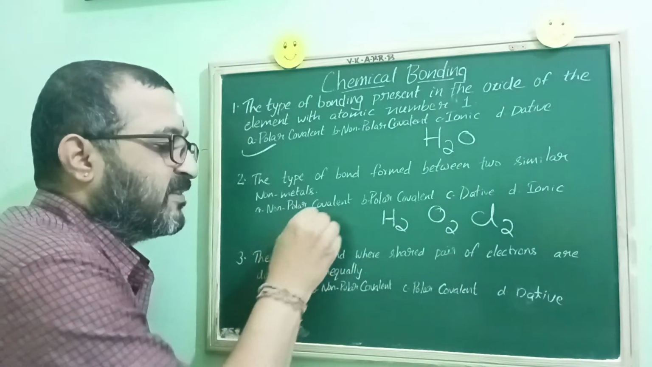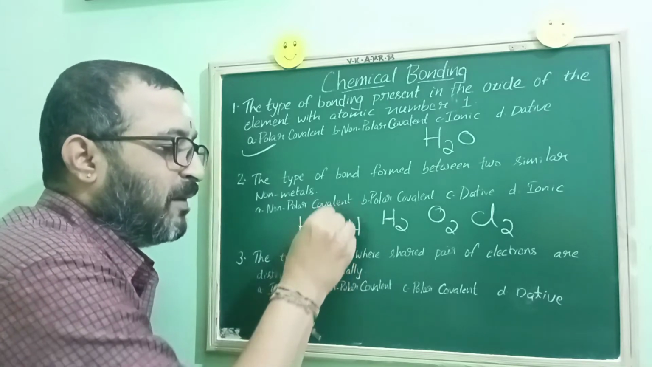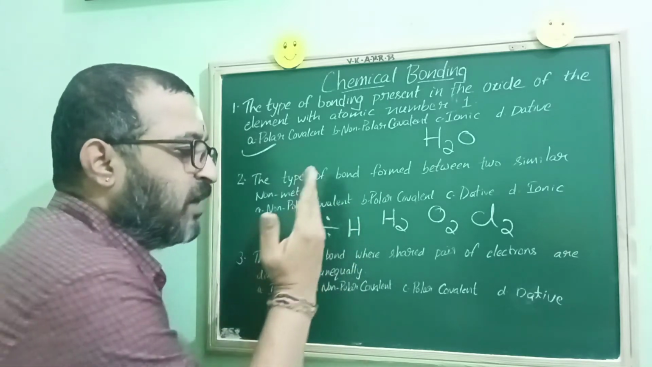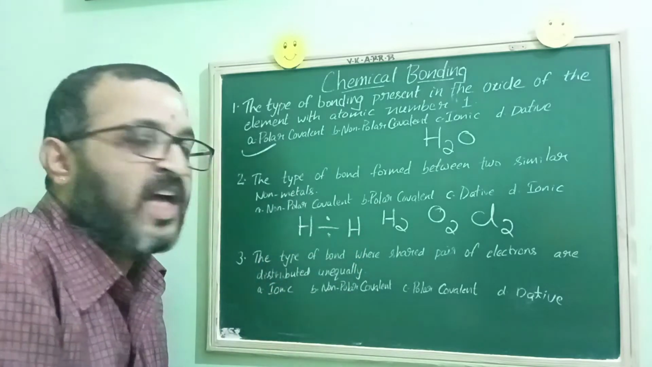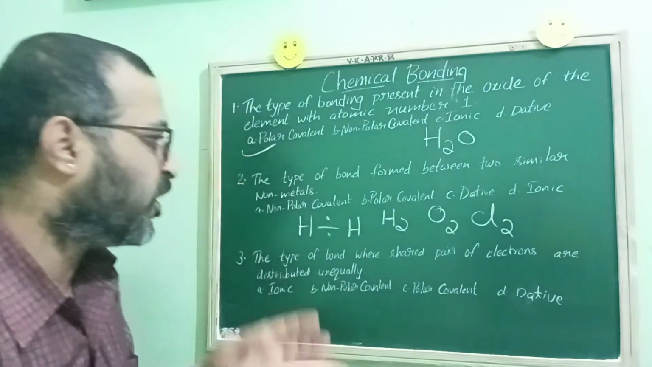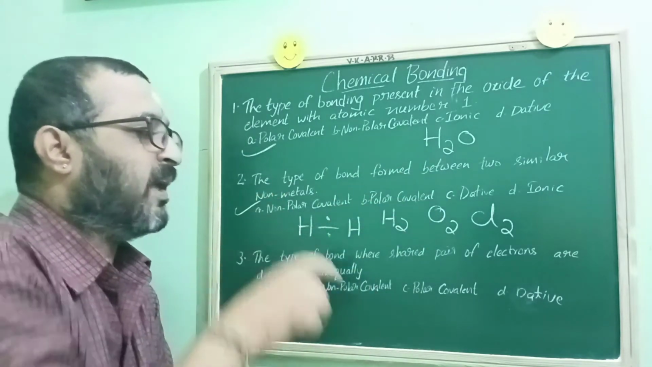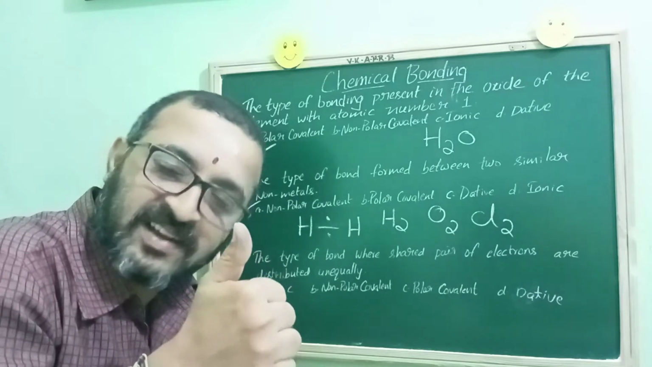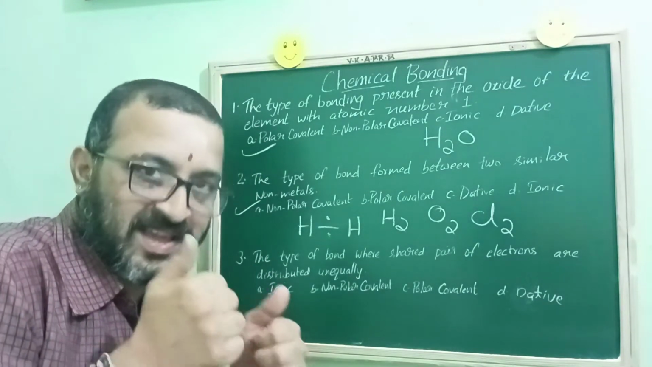Now common sense says that in such kind of molecules, the shared pair of electrons will be exactly in the center, that is, it will be distributed equally. Then the type of bond present in this one is non-polar covalent bond. Do we have this option here? Yes, it is option A, non-polar covalent bond. Is it clear children? Okay children, let us proceed with the next question.